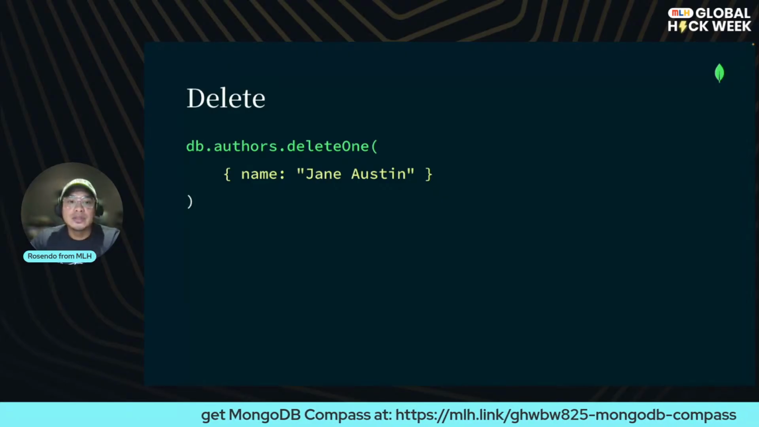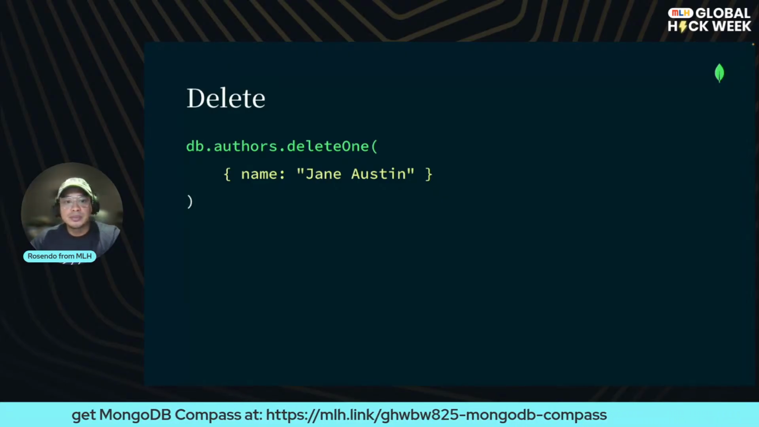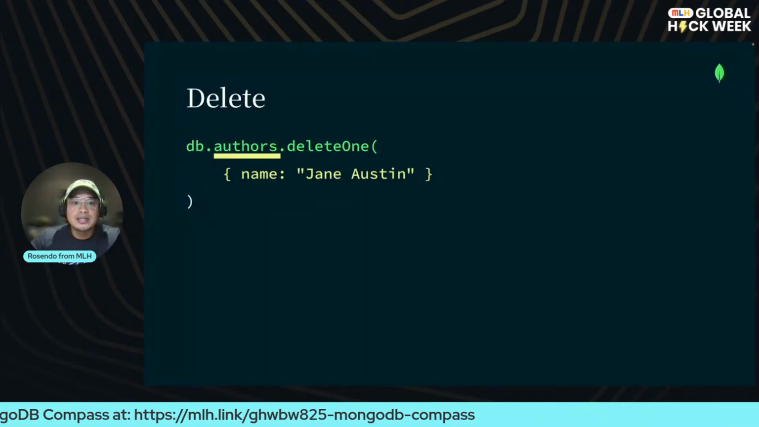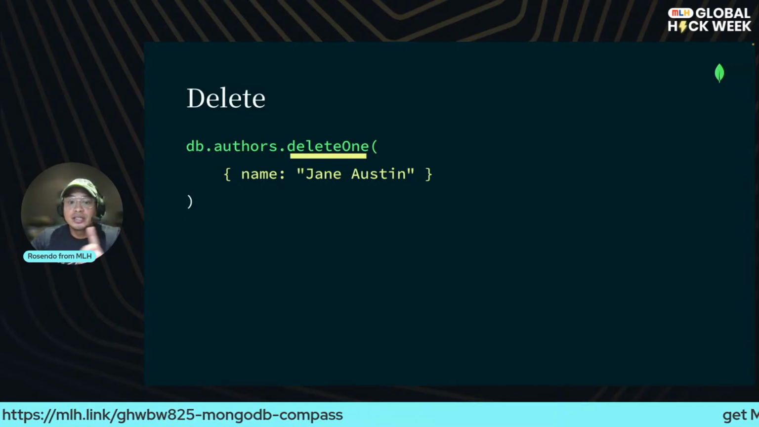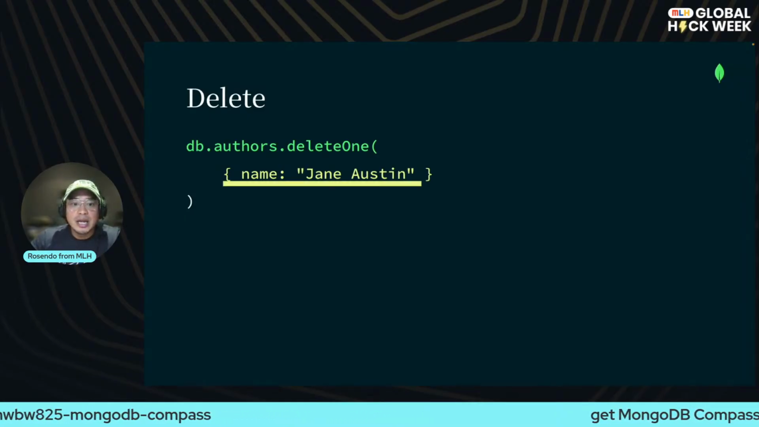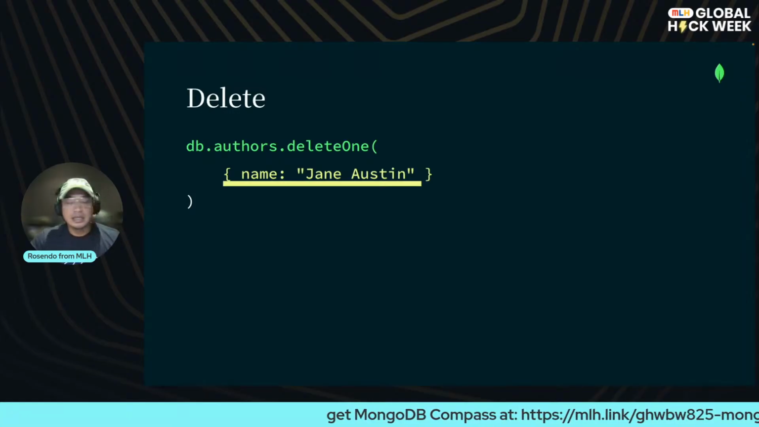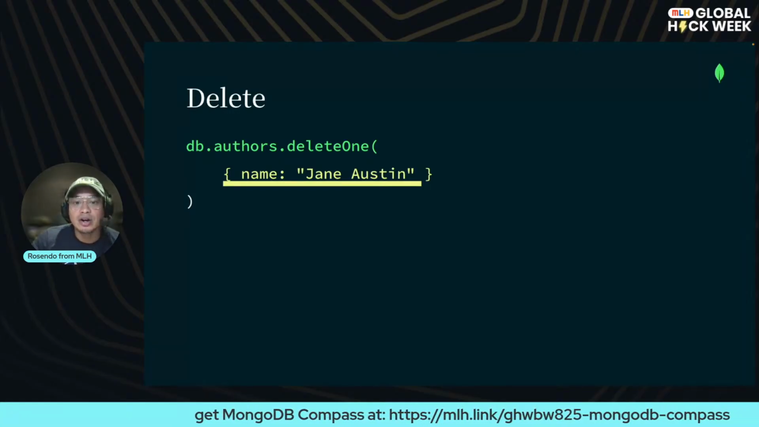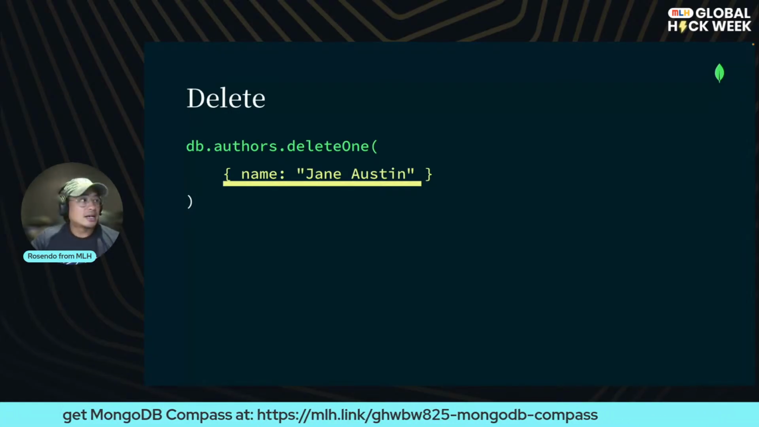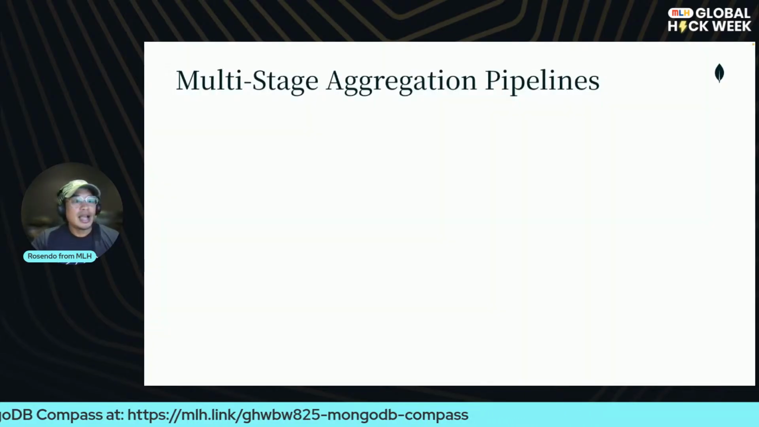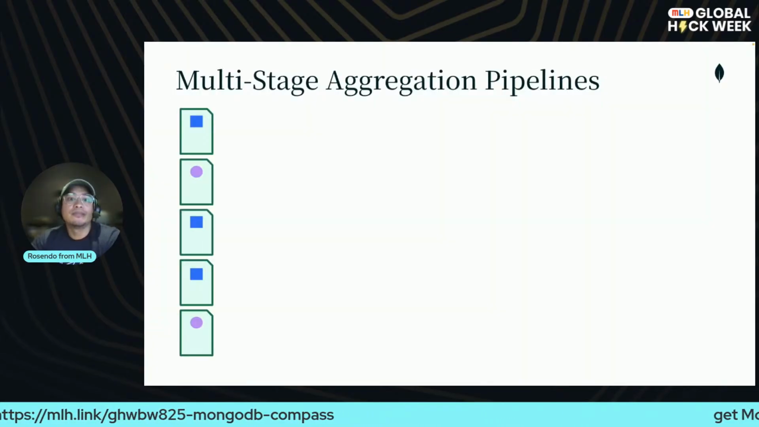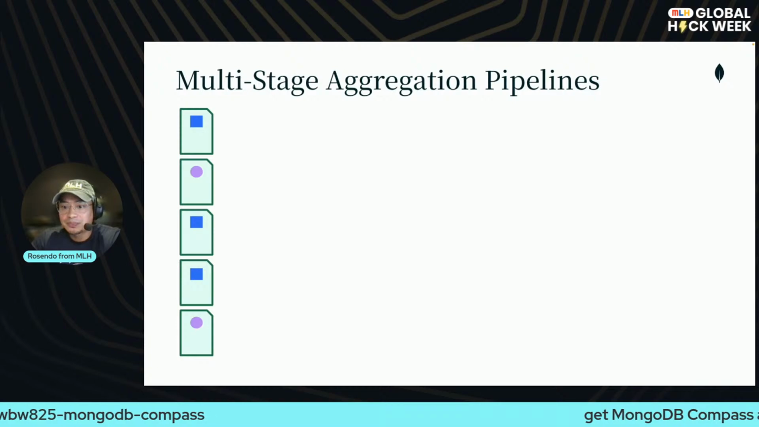And then finally, you have delete. It's very similar in syntax. Once again, you have the database, you have the collection, you're going to delete one document. You could also delete many. And then the only required parameter here is that we're going to delete the document that has the name Jane Austen that's misspelled. And yeah, that's pretty much it. That's CRUD. And then you're going to jump into multi-stage aggregation pipelines.